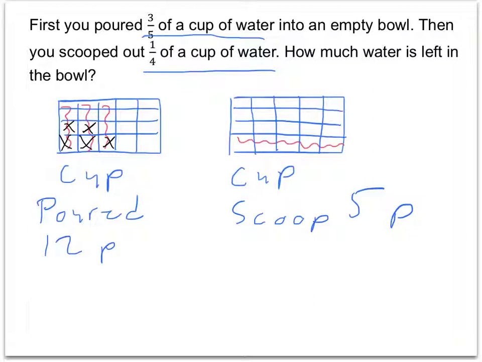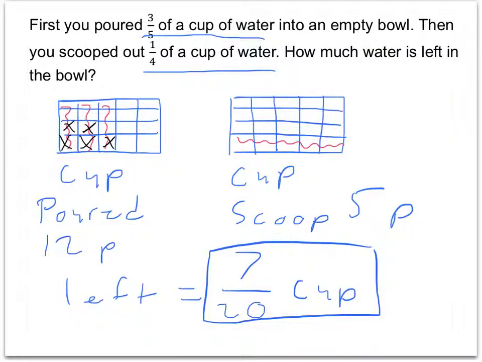And so what's left after we scoop out the 5 pieces is, well, what's left? We've got 1, 2, 3, 4, 5, 6, 7. So we've got 7 pieces left. Now how many pieces are in the whole? Well, we have 1, 2, 3, 4 rows and 1, 2, 3, 4, 5 columns, so we've got a total of 20 pieces in the whole, and so we've got left 7/20ths of a cup.